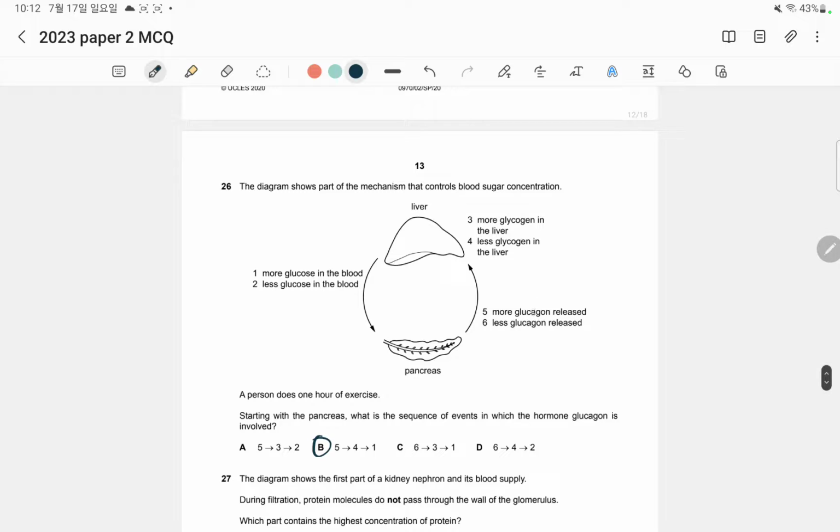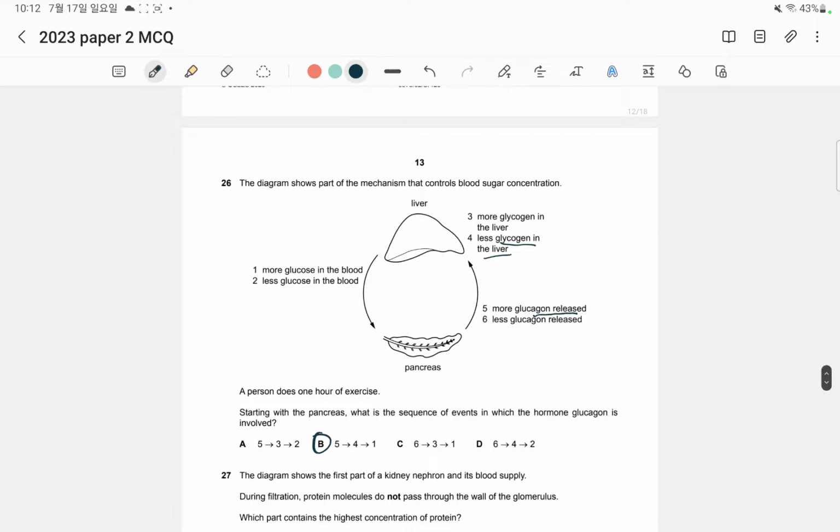So as more glucagon is released, there will be less glycogen in the liver because the glycogen will be converted into glucose so that the glucose concentration in the blood can be raised.